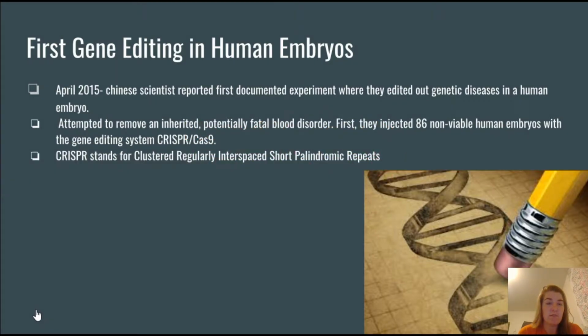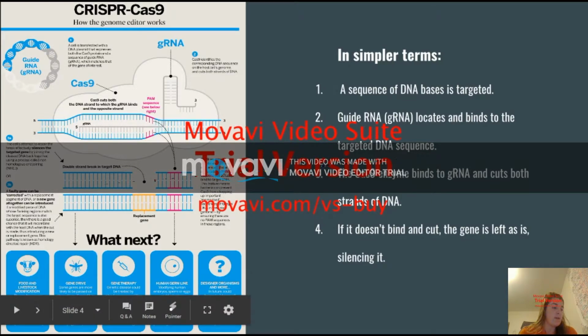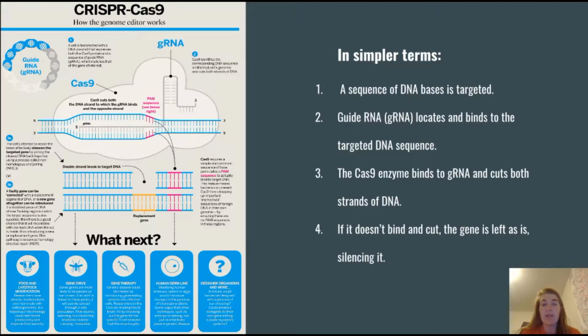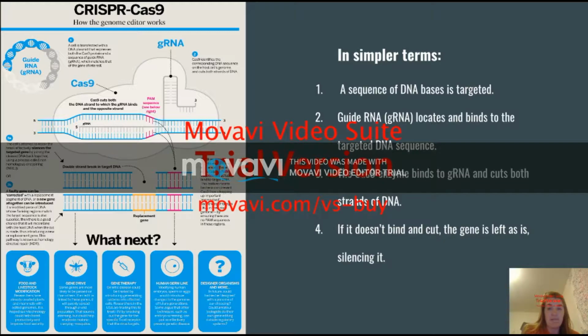CRISPR/Cas9. CRISPR stands for Clustered Regularly Interspaced Short Palindromic Repeats, which we learned in chapter 19, I believe. And this just shows the steps in this genome editor repair. Or in simpler terms, the sequence of DNA bases is targeted. Guide RNA locates and binds to the targeted DNA sequence. The Cas9 enzyme binds to gRNA and cuts both strands of DNA. And if it doesn't bind and cut, then the gene is left as it is, silencing it.